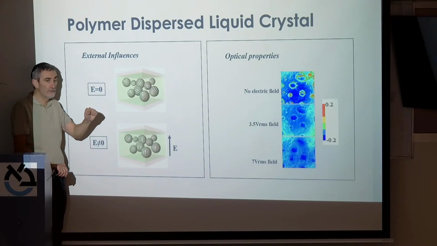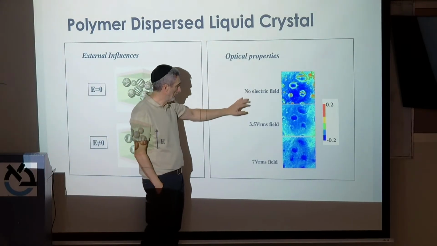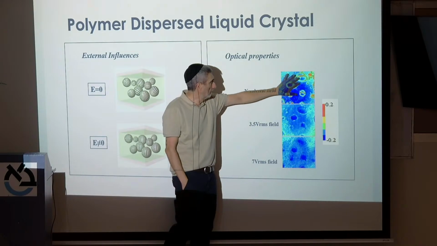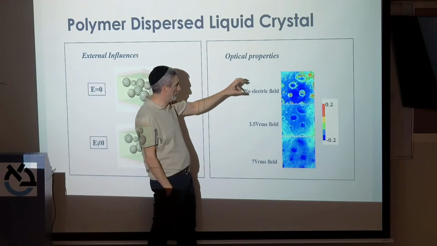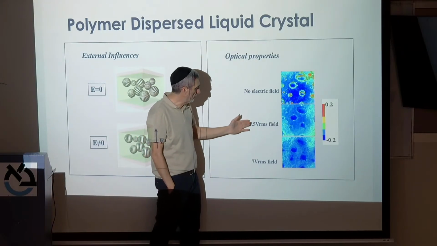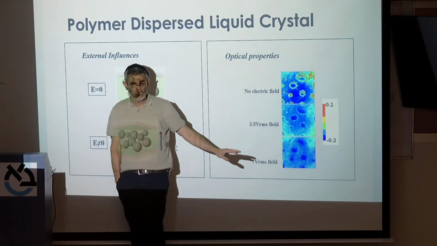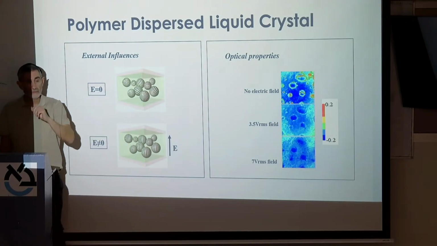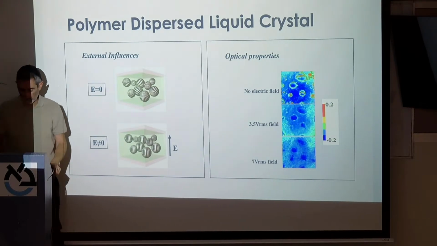So you can switch the system from transparent to opaque with an electric field. You see a demonstration here. With no electric field, you can see optically these droplets of liquid crystal, and as you increase the field, you make the system transparent. That has been commercialized to make windows that you can switch from transparent to opaque. Yeah, exactly. That is something that is used.